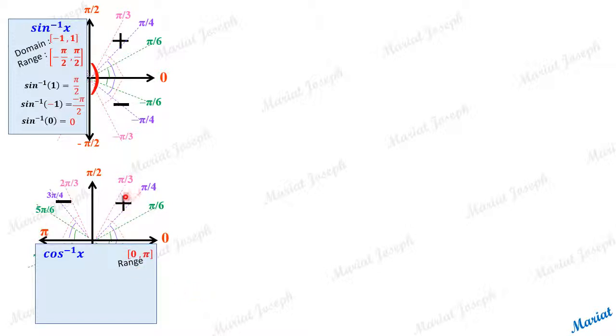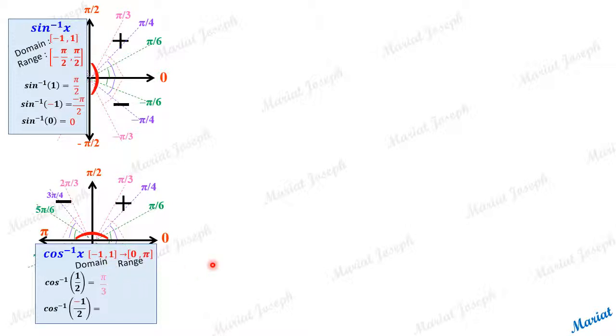Positive values will be taken from the first quadrant only, like the sine inverse x function. But for negative values, we have the scope only from the second quadrant. So, cos inverse of a negative number will be an angle of the second quadrant. How? This 0 to pi is the range of the cos inverse x function. Now, the domain is minus 1 to 1 itself. Cosine values also cannot be beyond this interval.